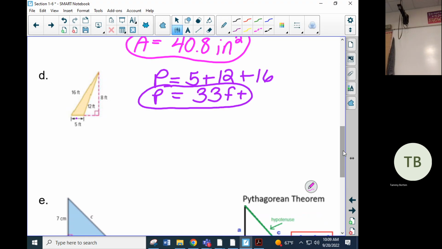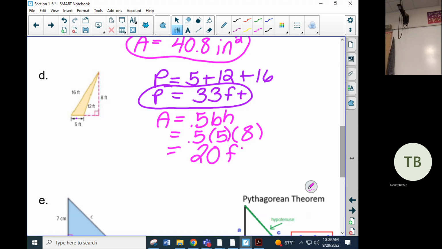Okay. When I go to find my area, it's 1/2, which we can think of as 0.5 base times height. So we're going to go 0.5. What do you guys think my base would be? 5. And which one would be my height? The 8 out here. So I only use the yellow base. That is just drawn there so that we can move it out to get that perpendicular. And if you went 0.5 times 5 times 8, you're going to get 20, and that would be feet squared.